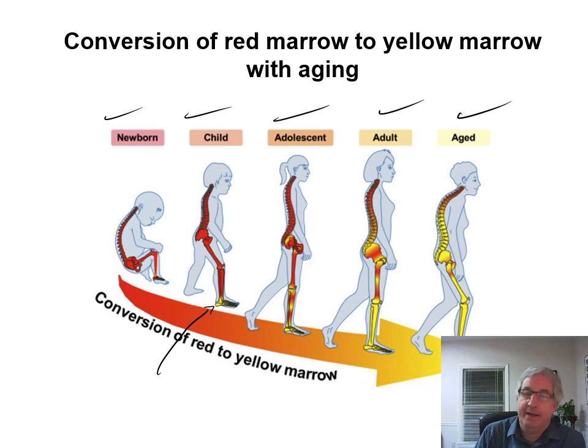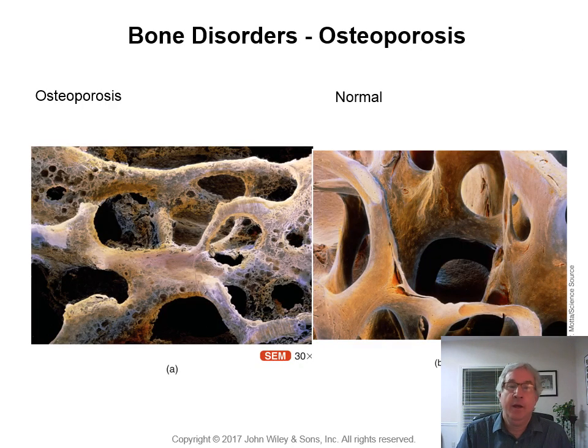All right, next slide. So you're just not making as many of those types of cells as you get older as you were when you were younger. So lots of things happen as you get older. You don't repair things as well, you don't make as many red blood cells, all that kind of stuff. All right, next slide.